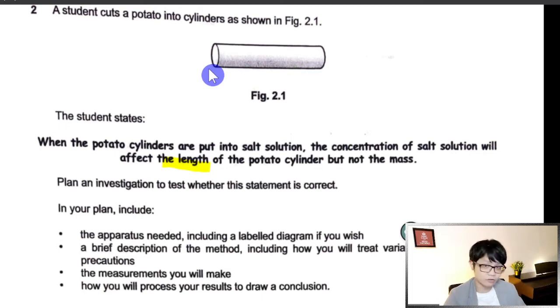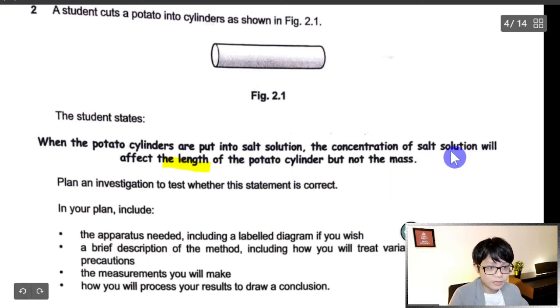Let's say the question asks osmosis. So the plant will be getting smaller, like how you make dry fish, we use salt to draw water out from the object. So the salt solution will affect the length. Probably the potato cylinder will become smaller, but not its mass. They are talking about the mass in terms of potato, so they are not talking about water. The plant is heavy because there is water in the plant.